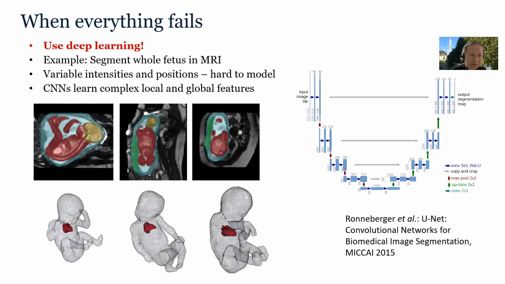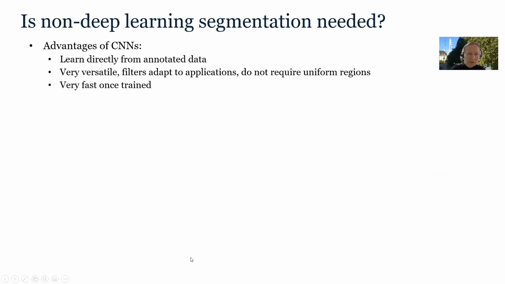And this is really where convolutional neural networks excel, because they are able to learn complex local and global features, and that way localize the different body parts in the image. We can then get the segmentations out like this. So if convolutional neural networks are so powerful, do we really need the non-deep learning segmentation methods?